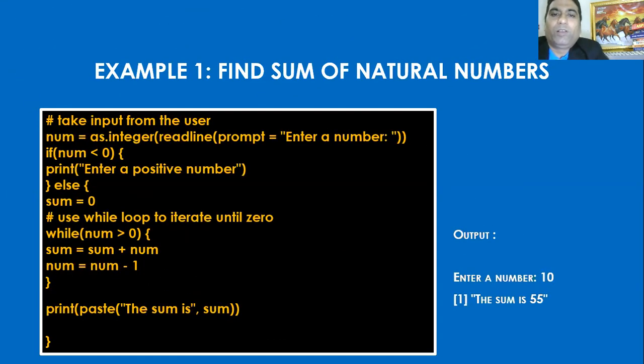So this is the code block used to find the sum of natural numbers. Okay. So let's see here. It will take the input from the user. The second line is checking if the entered number is less than 0, print enter a positive number, else sum equal to 0, and while num is greater than 0, this code block will execute: sum equal to sum plus num, and num equal to num minus 1. So finally, it will print the sum of the natural numbers.